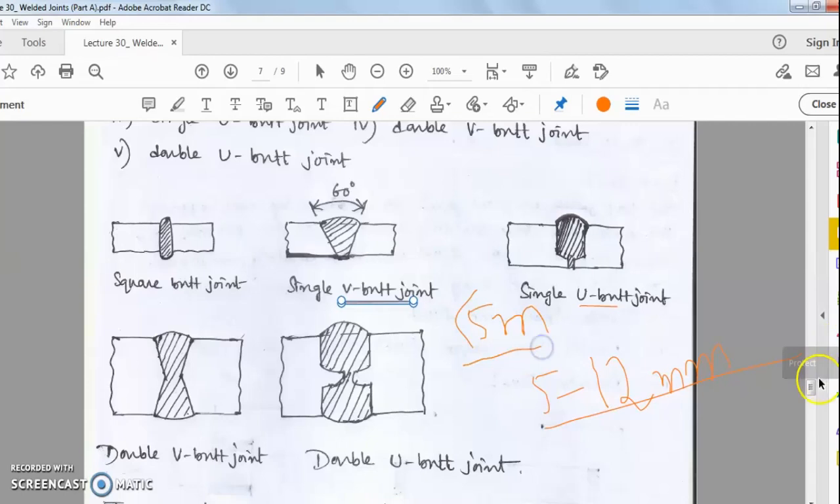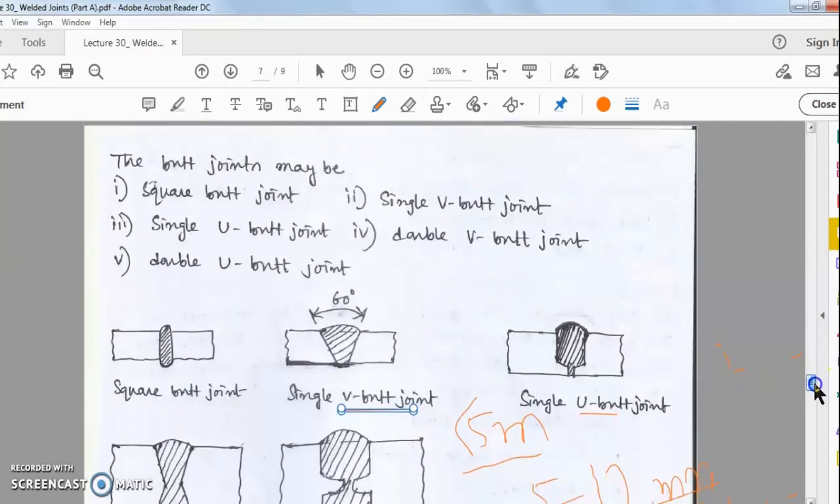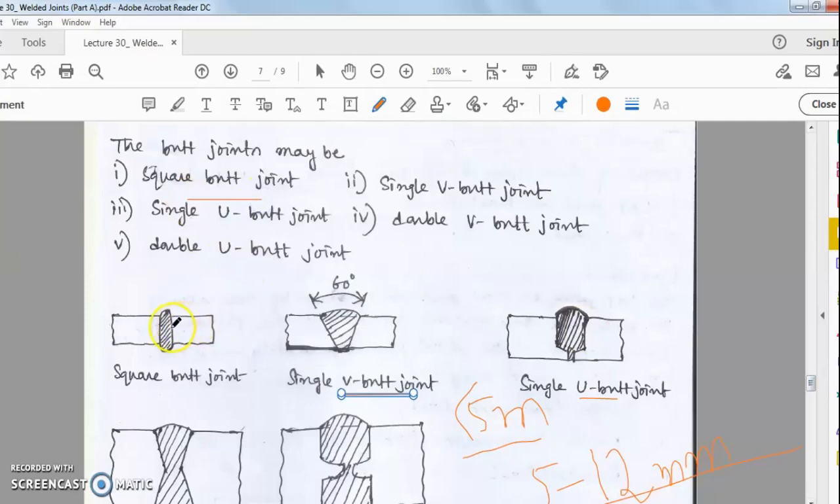Okay, that part you have to remember. So bar joints may be square bar joint. This particular shape looks like a square, so it is called the square bar joint. Okay, the single V-bar joint. The edge to edge joining is done by the bar welding method, and here you see the joint part looks like a V type. So that is why it is called the single V-bar joint. Here the included angle in the V shape is 60 degrees.